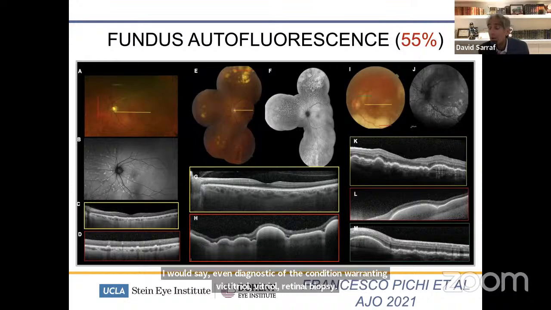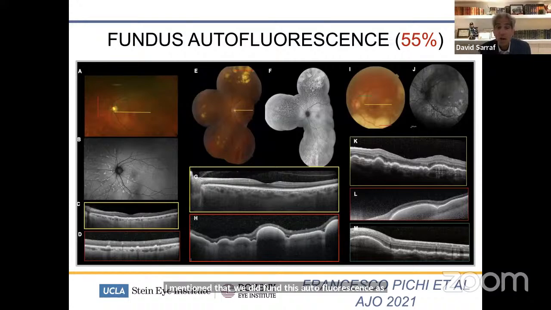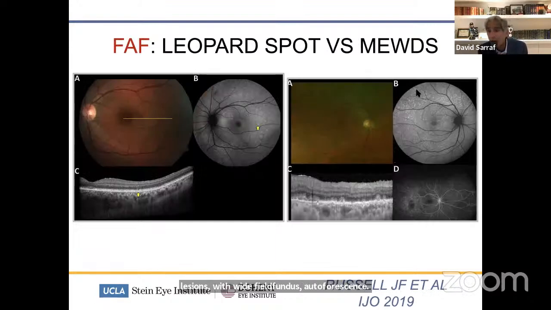I mentioned that we did fundus autofluorescence as well in this study, and 55% of our cases had abnormal fundus autofluorescent findings. The most common presentation on autofluorescence was this leopard spot appearance, where you saw both hyper and hypoautofluorescent lesions with wide field fundus autofluorescence. But we also saw patients with just hyperautofluorescent lesions masquerading as MUDES. And in younger patients with vitreoretinal lymphoma, it's important to understand, especially when the presentation is initially unilateral, that patients can be confused and masquerade as MUDES with these ephemeral or transient hyperautofluorescent lesions.